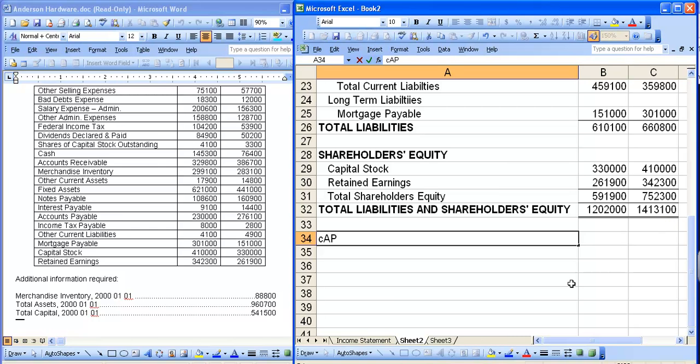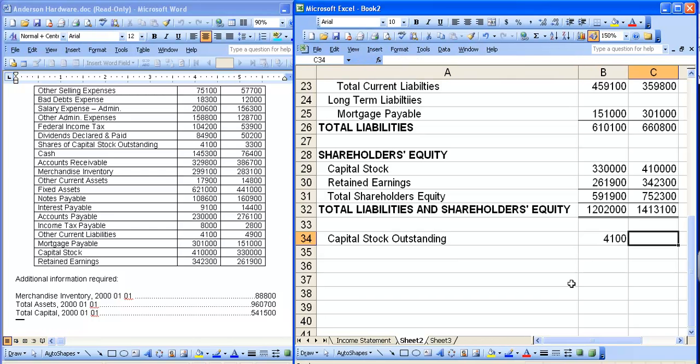But we have one more thing to put in here. We need to record our capital stock outstanding, which is the amount of shares that our business has. So we have 4,100. Oops, I got that backwards. 3,300. So we don't have as many shareholders as we did in the year 2000.